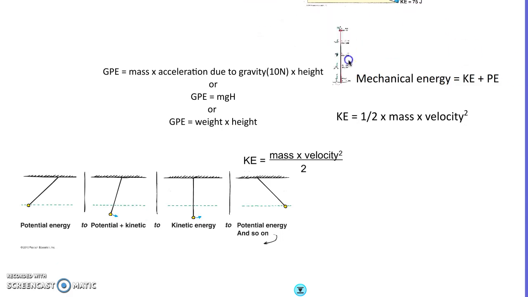So as something swings back and forth or falls off of an object, the mechanical energy stays the same. Now the amount of kinetic or potential changes, but the total stays the same. All right.